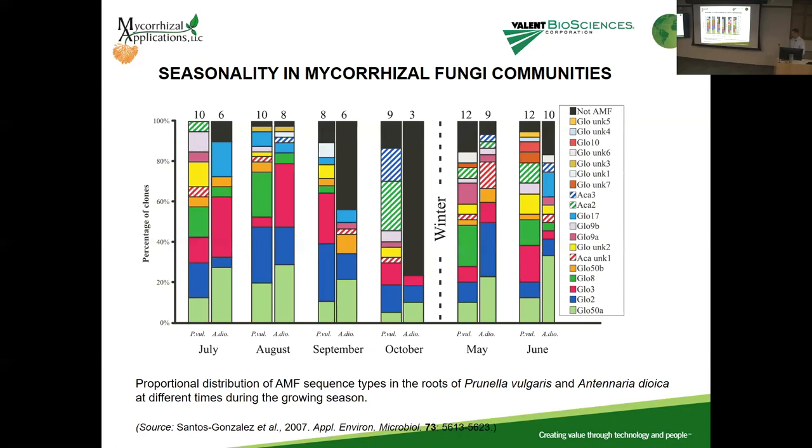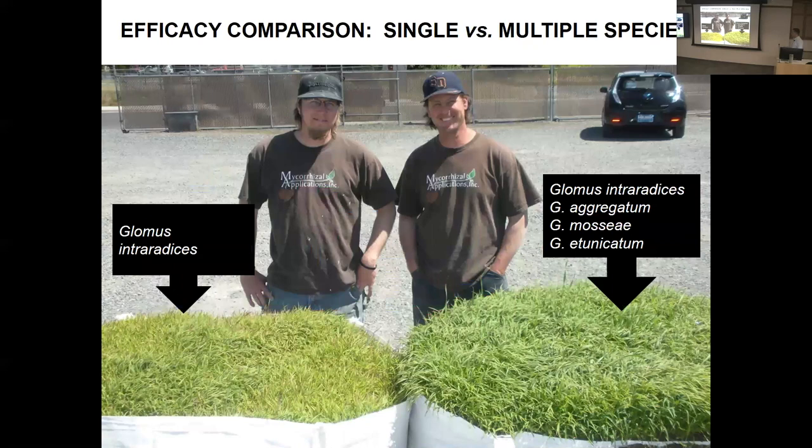And this is just one photo where there's a comparison with a single species and the multiple species. You can see the difference in growth. And this is a grass, in case of a grass.